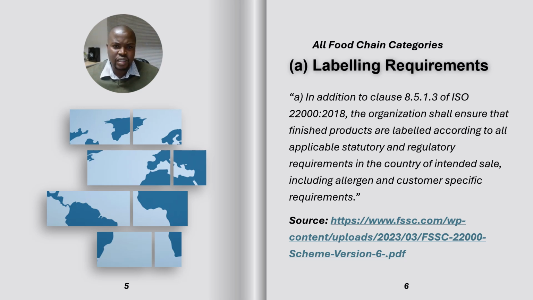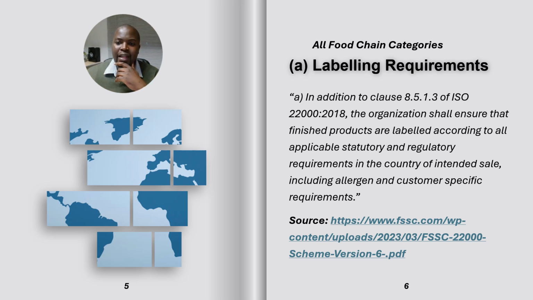So let's discuss this requirement. It's basically an extension of the scope of ISO 22000 clause 8.5.1.3, which deals with product characteristics. It emphasizes the importance of labeling finished products, which you should ensure complies with all applicable laws, regulations, and customer requirements in the country where the product will be sold. This includes statutory requirements, which relate to laws set by the government that must be followed. It includes regulatory requirements, which relate to rules and guidelines set by regulatory bodies.